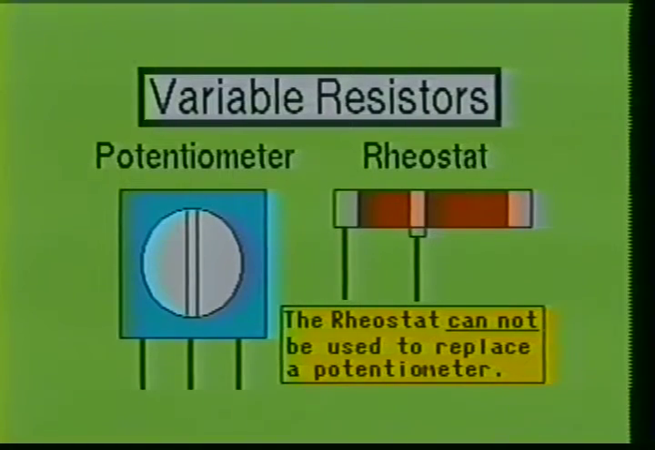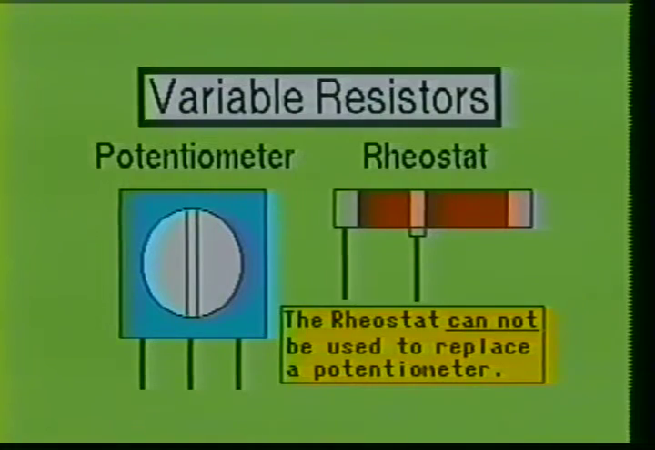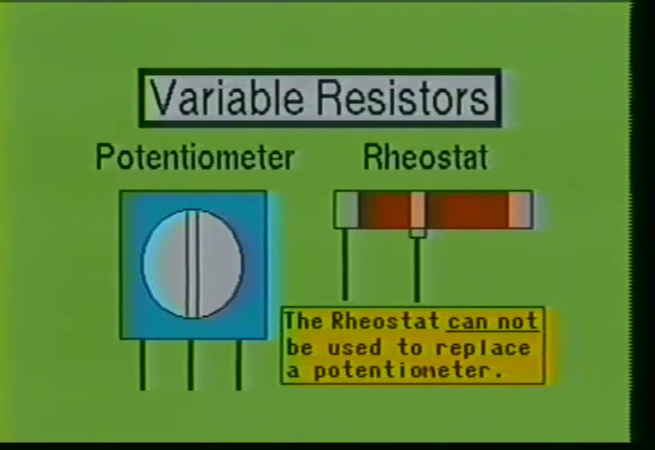Here we see two types of variable resistors. One is called a rheostat and the other is called a potentiometer, or simply pot for short. If you notice, the rheostat is a 2-wire device and the potentiometer is a 3-wire device. The rheostat has one fixed terminal and one variable terminal. The potentiometer, on the other hand, has 2 fixed terminals and one variable terminal. Variable resistors are used for adjusting circuits to meet certain requirements.